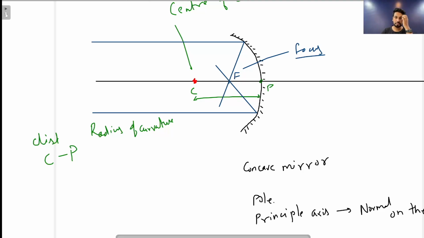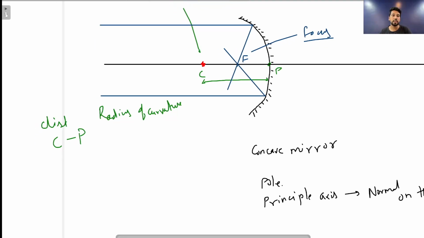All the distances are taken from the pole. So the distance between focus and the pole is called the focal length. So I have my radius of curvature, my focal length, my center of curvature, my focal point, my principal axis, and my pole. These are some of the important distances and points related to a spherical mirror.